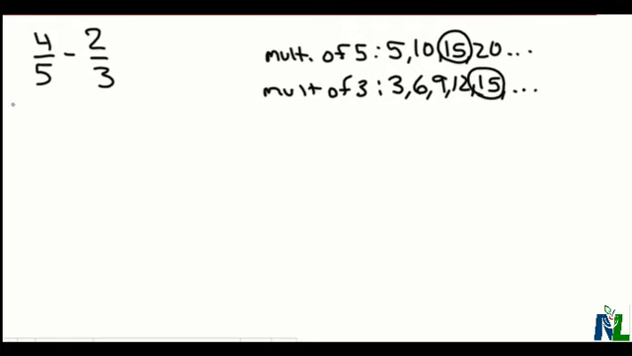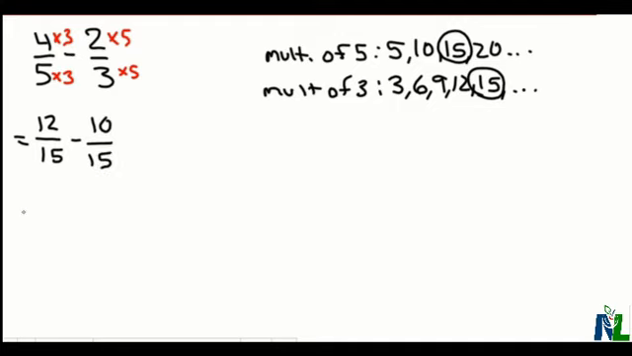So the first fraction, we need to multiply the numerator and denominator by 3 to get a denominator of 15. And the second fraction, we must multiply the numerator and denominator by 5 to get 15 as the denominator. So 4 times 3 is 12, and 5 times 3 is 15. Subtract, 2 times 5 is 10, and 3 times 5 is 15.